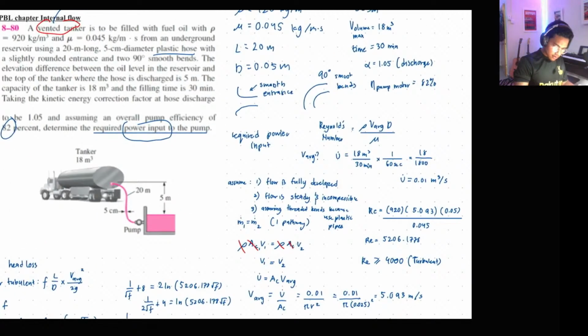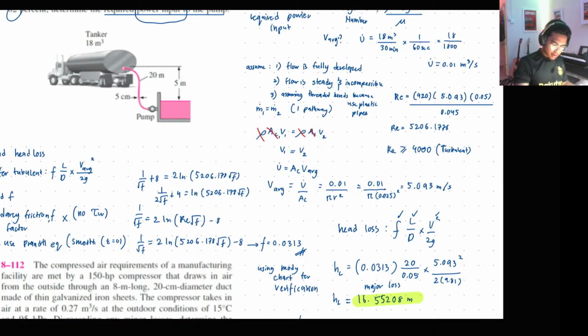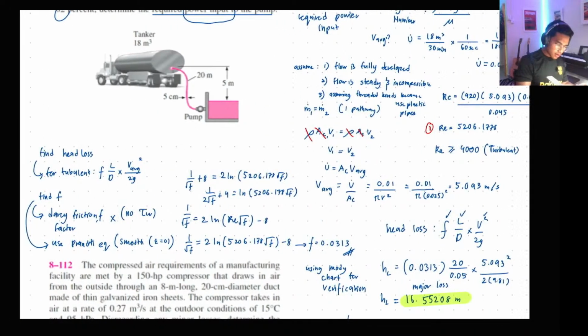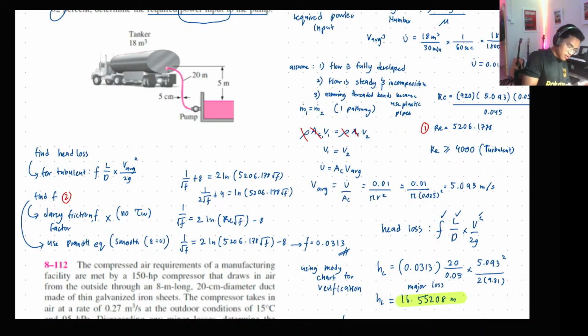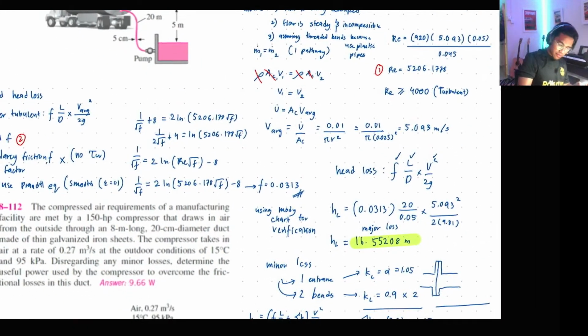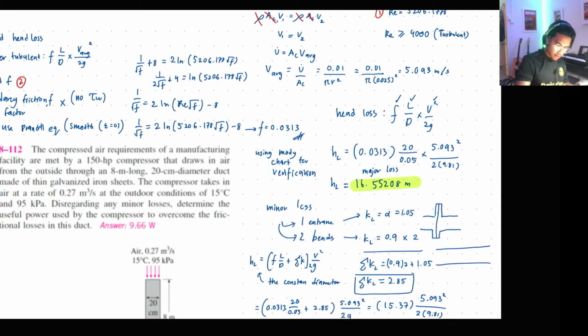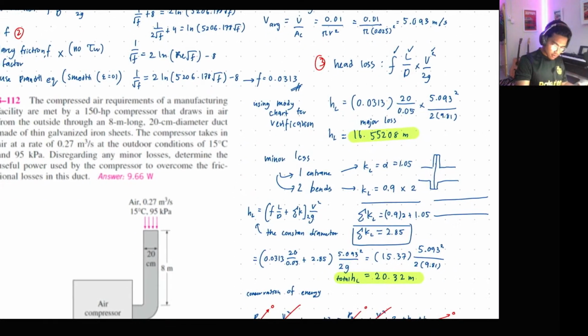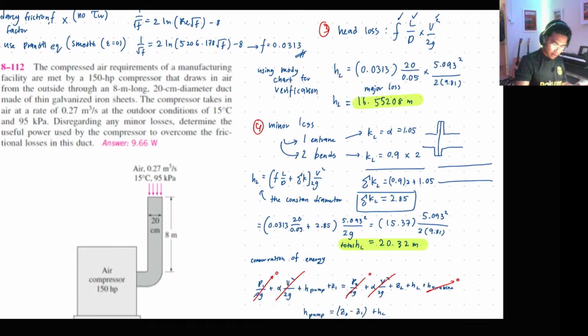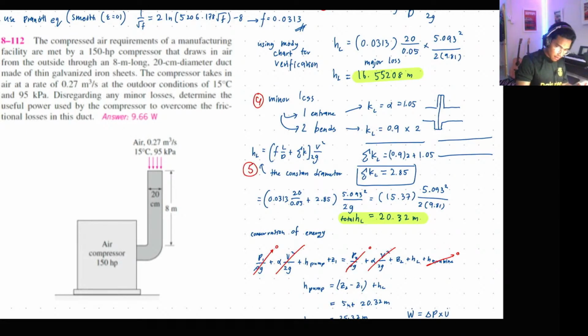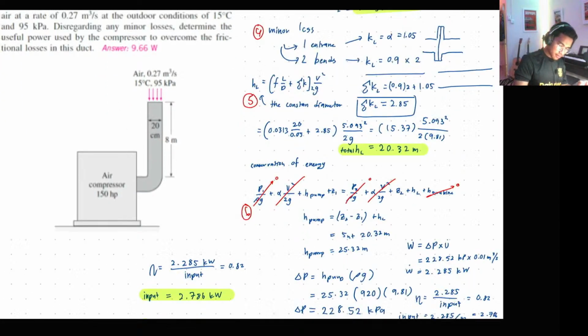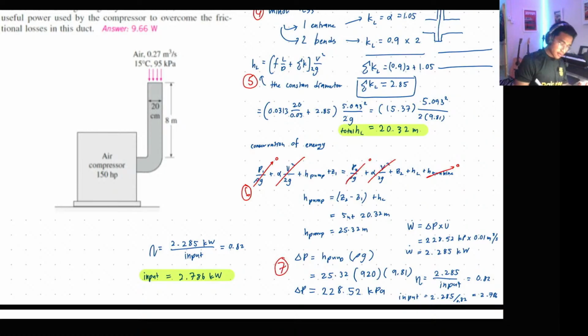So apa tak aku buat ni? Cari Reynolds Number. Lepas tu cari head loss, lepas tu cari minor loss, lepas tu letak dalam ni. There were 7 steps. So this is it.